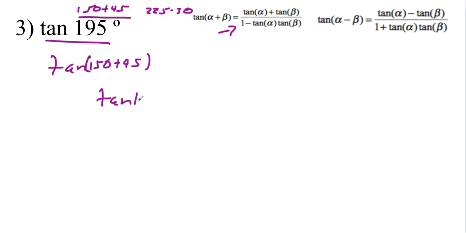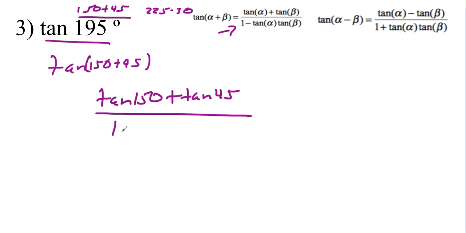Tan 150 plus tan 45 all over 1 minus tan 150 tan 45. Okay, and I'm going to go ahead and look at my unit circle and figure out what all these are again. And you need to go back and remember, sine over cosine is tan.